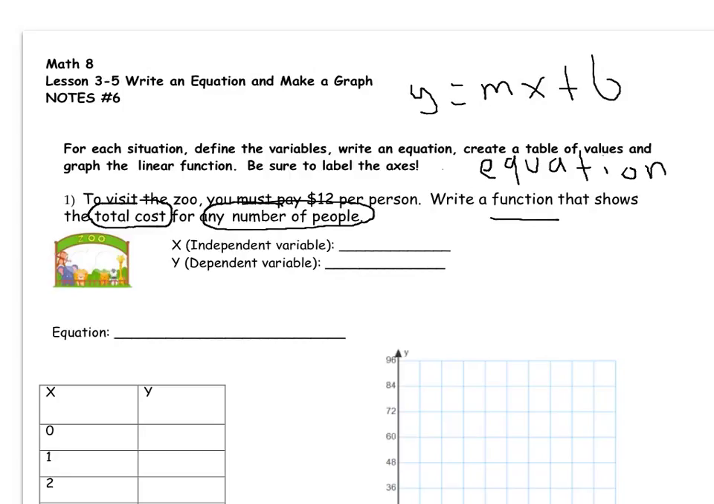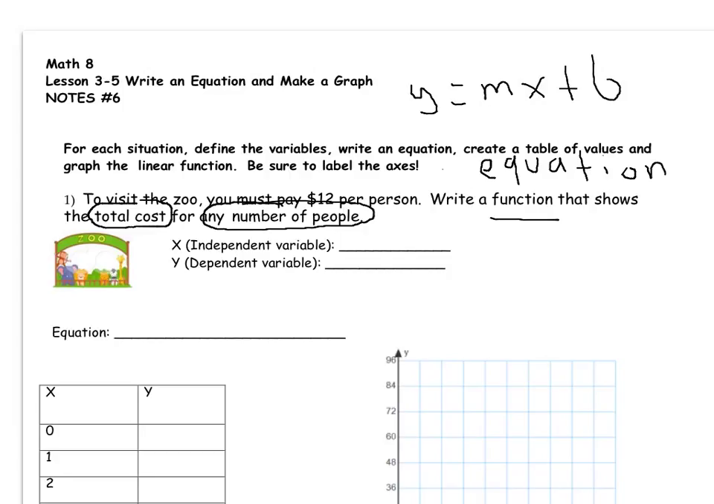Does the total cost depend on the number of people, or does the number of people depend on the total cost? If we think about it logically, cost depends on the number of people. You're not going to know the cost of your trip to the zoo unless you know the number of people. Are you able to know the number of people in your group without knowing the total cost? Yes, you can always just count the number of people. The number of people is your independent variable. It can stand alone. You do not need to know the cost in order to know the number of people.